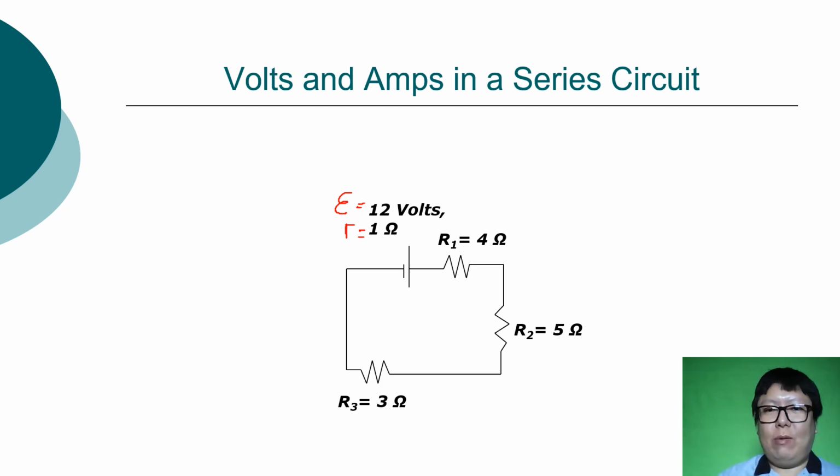Okay, so what should we do? The steps are still the same. You are finding the R total. R total is 4 ohm, right? Plus 5 ohm, plus 3 ohm. Then the total is 12 ohm, right?